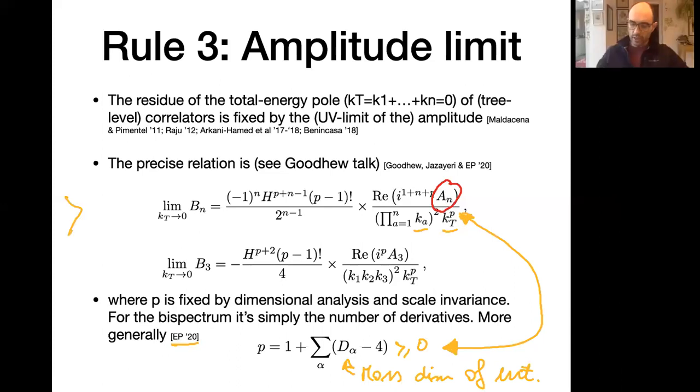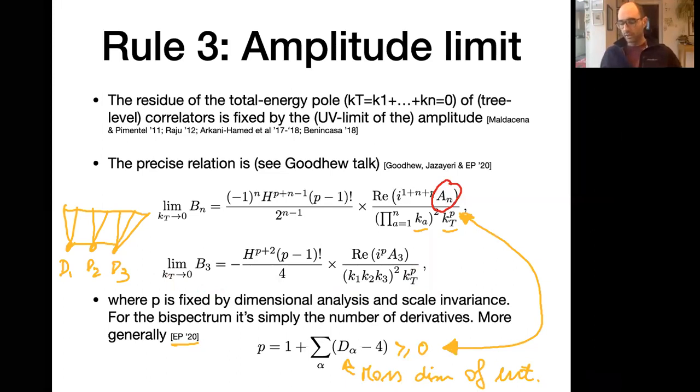For example, if you have a diagram like this, there are three interactions, and they are generated by operators of dimension d1, d2, d3. Then you do 1 plus d1 minus 4 plus d2 minus 4 plus d3 minus 4, you get a number. And lo and behold, if you do the calculation, that's going to be exactly this exponent. So this is an extremely powerful relation. In particular, if we're looking at the three-point function, P is nothing but the number of derivatives in the interaction. So P is very, very simple if you're doing a three-point function.